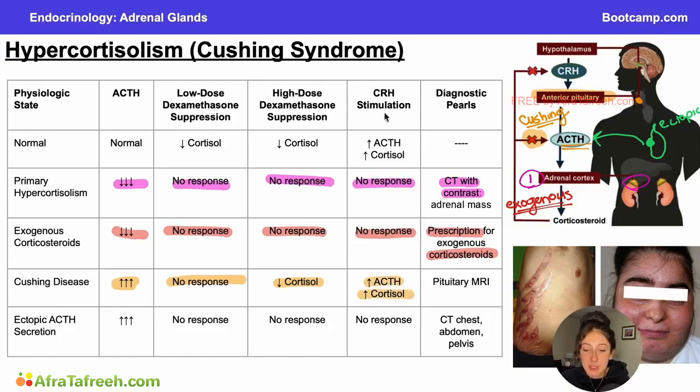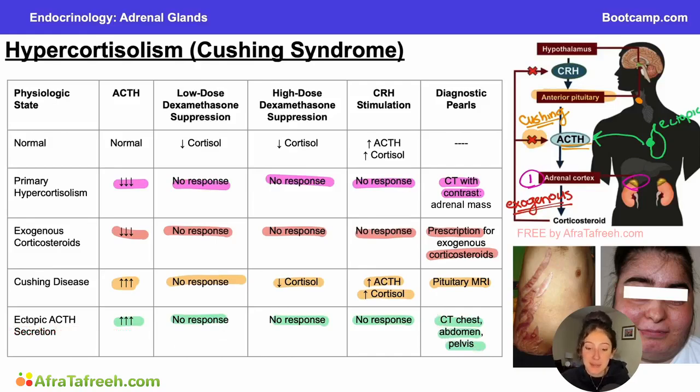Increased ACTH and increased cortisol will be the result of the CRH stimulation. That is because these cells are in the anterior pituitary and they're still listening to the feedback of this pathway. And then finally, a pituitary MRI may show a mass in the pituitary, and that would be highly suspicious for Cushing's disease as a cause of your patient's hypercortisolism. And then lastly, you can differentiate Cushing's disease from ectopic ACTH secretion because even though they both have elevated ACTH, you're not going to see a response on any of these tests. You won't see a mass in the pituitary, but if you did a CT of the chest, abdomen, and pelvis, you may find a mass suspicious for malignancy and paraneoplastic syndrome, ACTH secretion in this case.